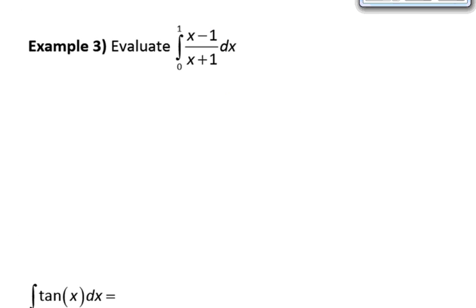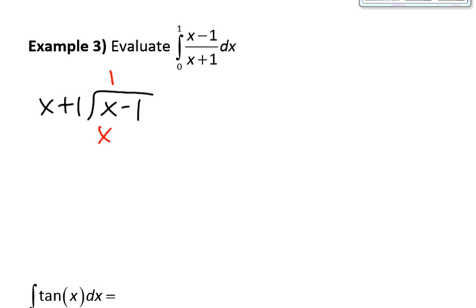Okay, so let's do a definite integral this time. That means we have limits of integration. For this one, you see the degree in the numerator is the same as the degree in the denominator, so polynomial division. So x plus 1 goes into x minus 1. I know that looks strange, but that's how we do it. So x goes into x one time.